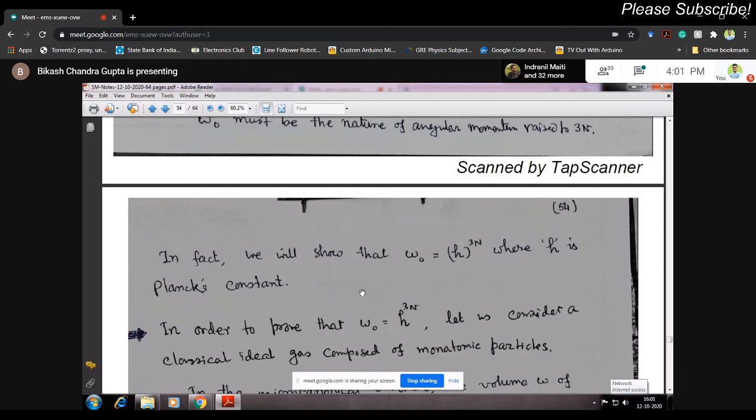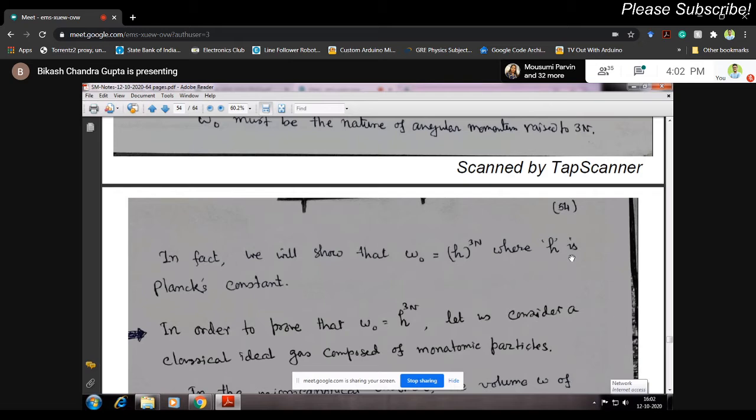m h cross. h cross, this is two pi, a number, right? m is also a number, right? Then it is proportional to h, so it corresponds to angular momentum.